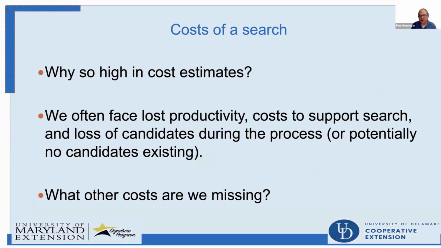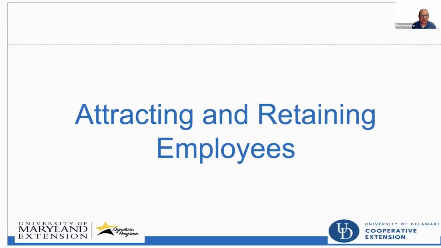We face loss in productivity, costs to support the search, loss of candidates during the search, or potentially no candidates existing. I've gone through searches here with the university for staff and faculty positions where we've had all that happen at one time. There are other costs we're missing. They're going to be individualized to each one of your operations, and you should think about what that costs you to do that in the long run.